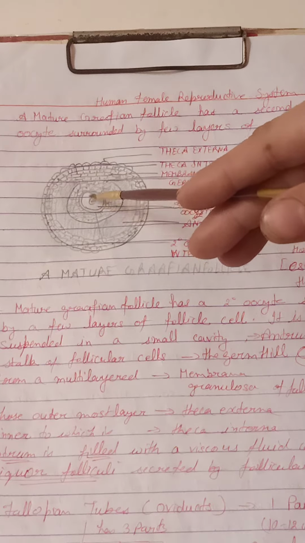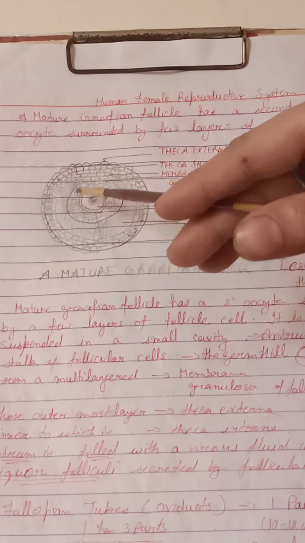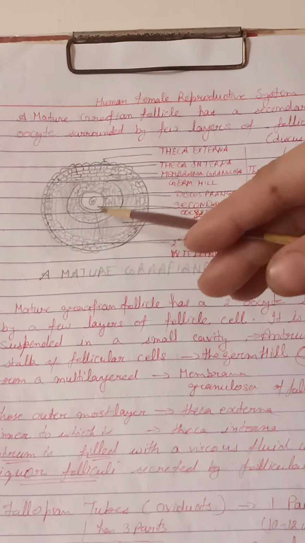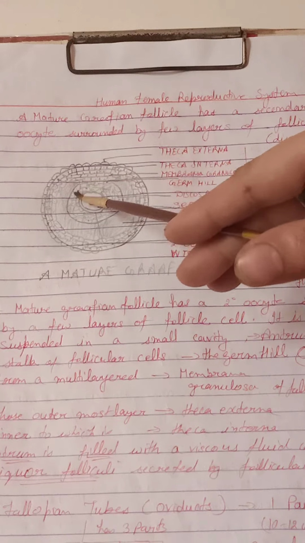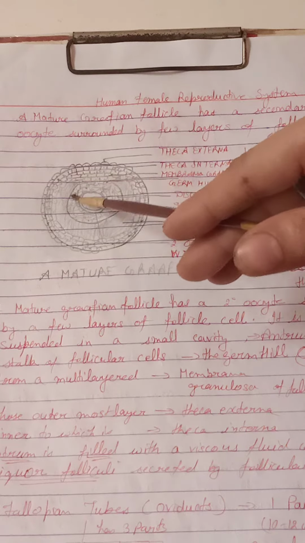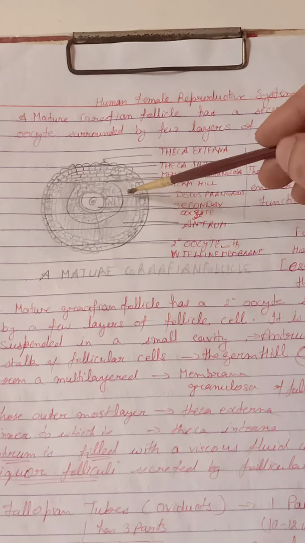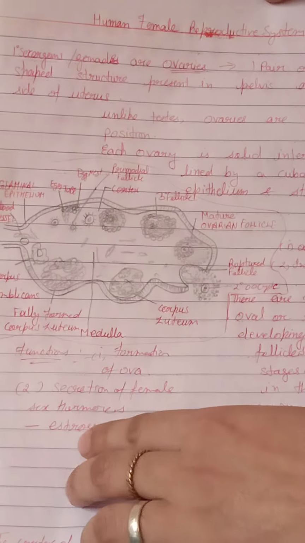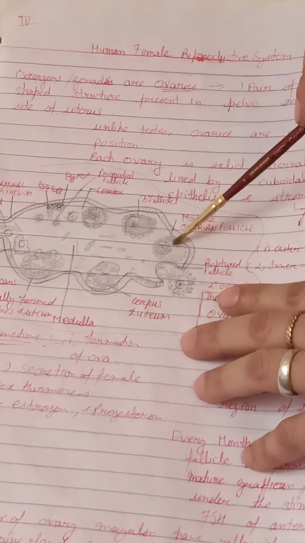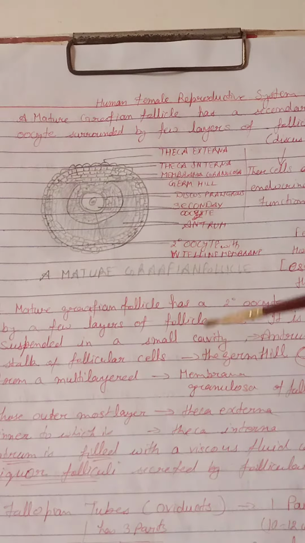This is the secondary oocyte or ovum, which is surrounded by a few layers of follicle cells. These follicle cells are endocrine in nature and they secrete a female sex hormone, as already discussed, that is estrogen. Estrogen is secreted by the follicular cells of the secondary oocyte.